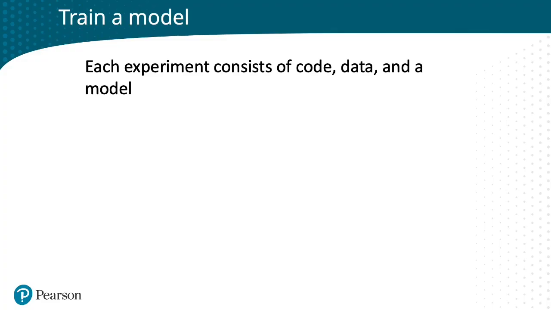And then, of course, you have your different data sets, and then, regardless of the other two, there will always be some kind of model that results. So even if you make a small change to your code or you decide to go with a different data set, all of these experiments will have these three components.